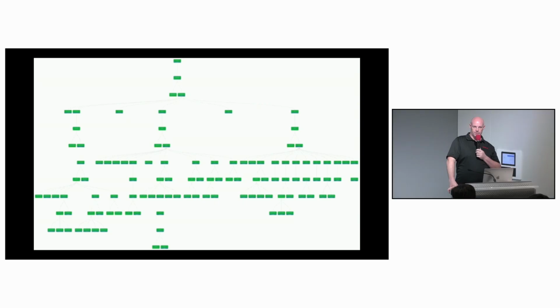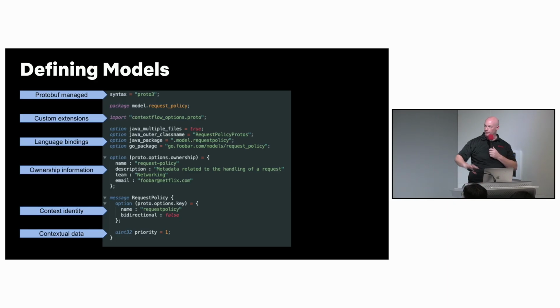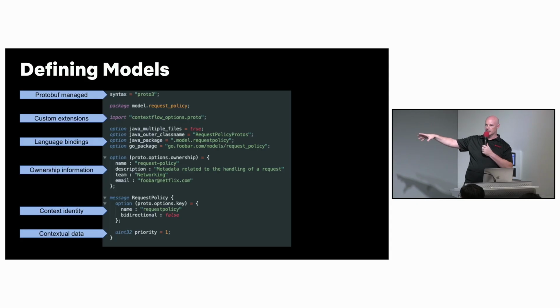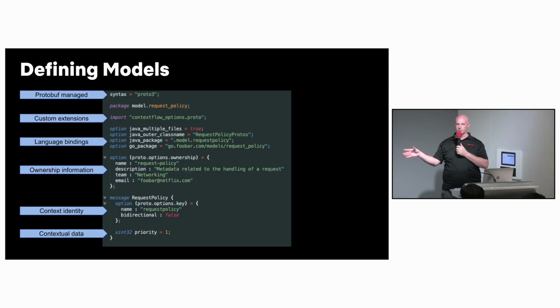So when we go bidirectional, back upstream, the key has to explicitly say it's bidirectional. If your key is not marked as bidirectional, going back to our models here, we say bidirectional is false. In that case, if you make a modification to that data, it will only flow downstream. It will never flow back upstream.